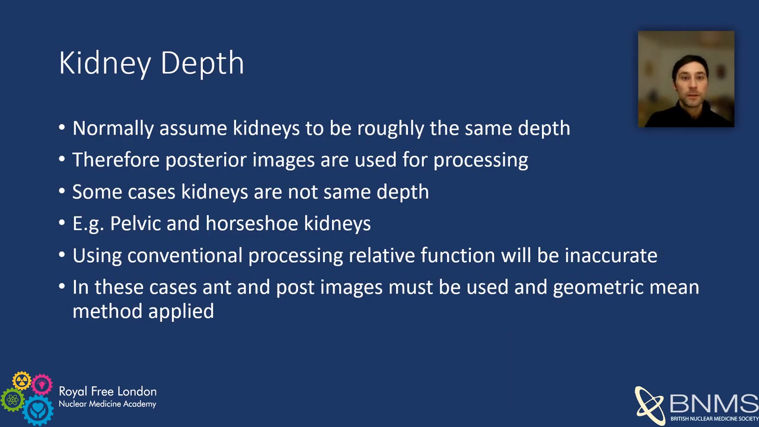We normally assume the kidneys to be of similar depth and therefore experience similar attenuation. This is not always the case, for example, when a patient has pelvic or horseshoe kidneys. Use of the geometric mean is likely to provide a more accurate assessment of divided function, given that the counts obtained from an anterior structure within the body will be attenuated by body tissues and pelvic bones when just the posterior images are used to assess the divided function. Therefore, we must use anterior and posterior images when processing.